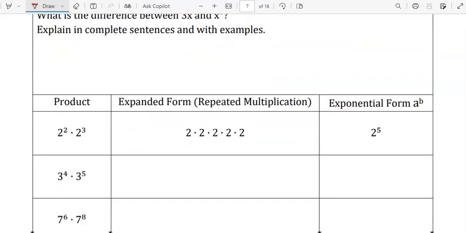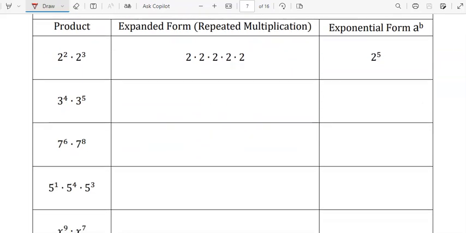Let's look at the table. We have the product 2 to the second power times 2 to the third power. The expanded form, repeated multiplication, would look like this: 2 times 2 times 2 times 2 times 2. This one right here was the 2 to the second, and this one right here was 2 to the third. Put them all together, you get 2 to the fifth power. That is the exponential form.